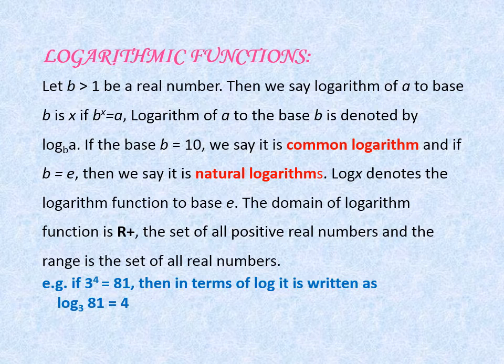And if the base b is equal to e, we have learned about e, then it is called natural logarithm. Log x denotes the log function to base e. Whenever it is simply written as log x, it means we have taken the base as e, until and unless 10 is mentioned. If simply log x is mentioned, it means the base is e. It is natural logarithm. The domain of the logarithmic function is R plus, the set of all positive real numbers, and the range is the set of all real numbers. So domain is R plus and the range is all real numbers.